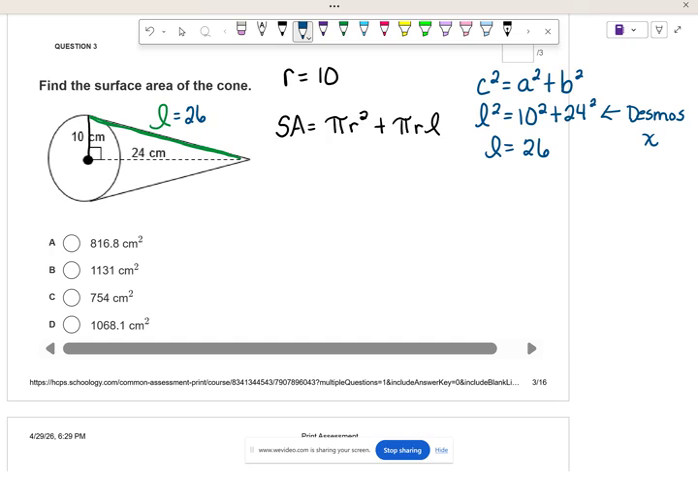All right, we've got everything we need now to substitute and find the surface area. So we have pi times 10 squared plus pi times 10 times 26.